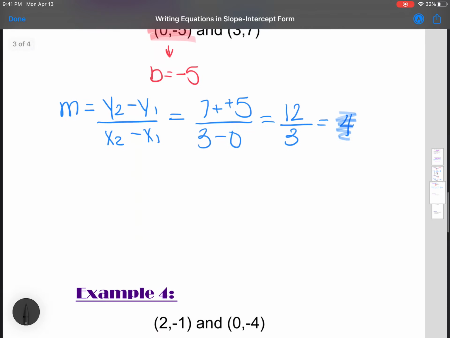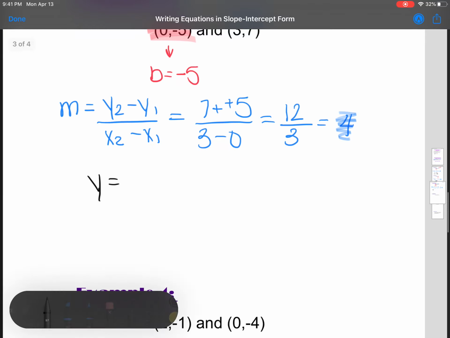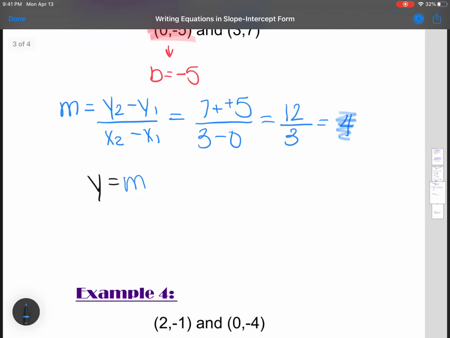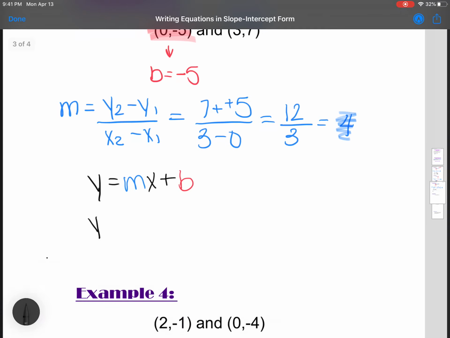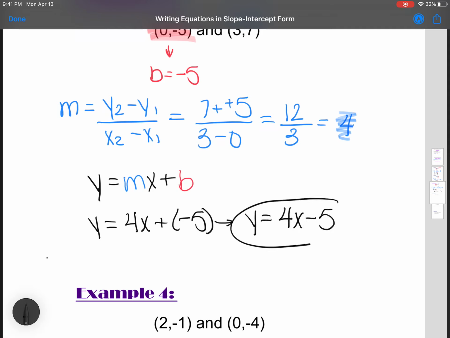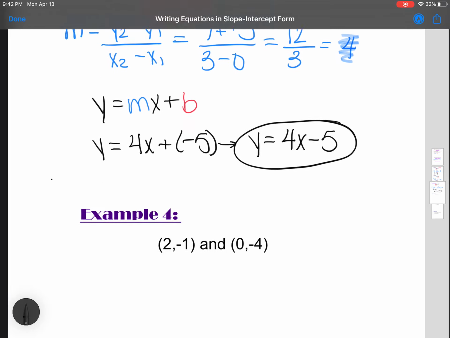Going back to my equation, y equals mx plus b. So it will become y equals 4x plus negative 5. I want to simplify that a little bit. So plus and negative is the same as minus. Y equals 4x minus 5. Okay? Nice and easy and nice and slow. Moving down.